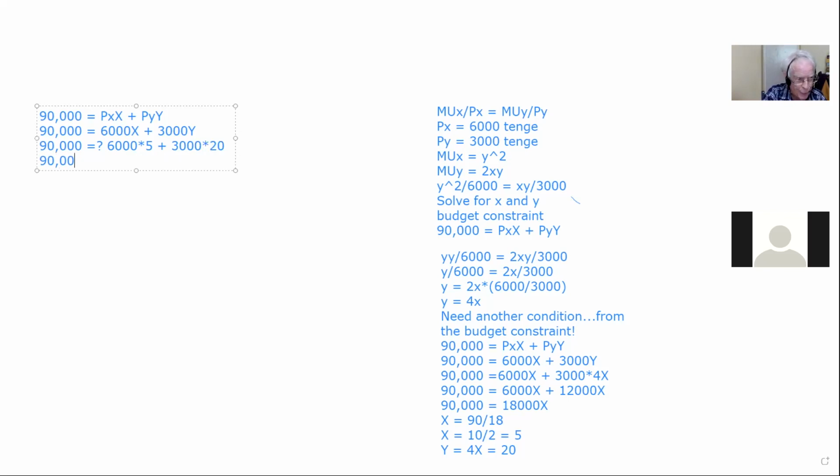And does that solution work? Does it add up to 90,000 pennies? So for coffee we have 6,000 times 5, or 30,000, plus 60,000 in the second term. And so it appears that we have a solution. 30,000 and 60,000. That's good.